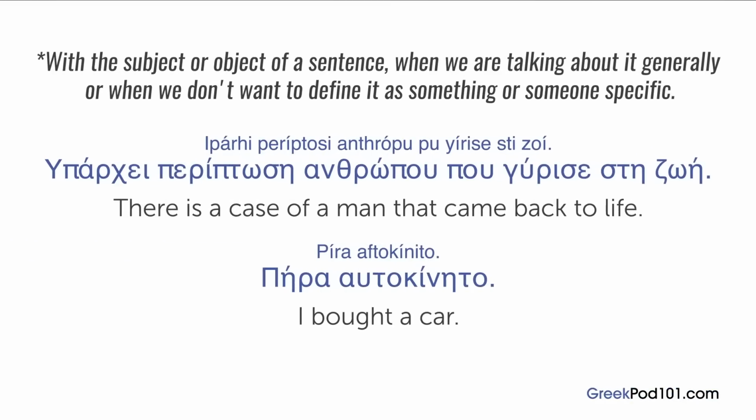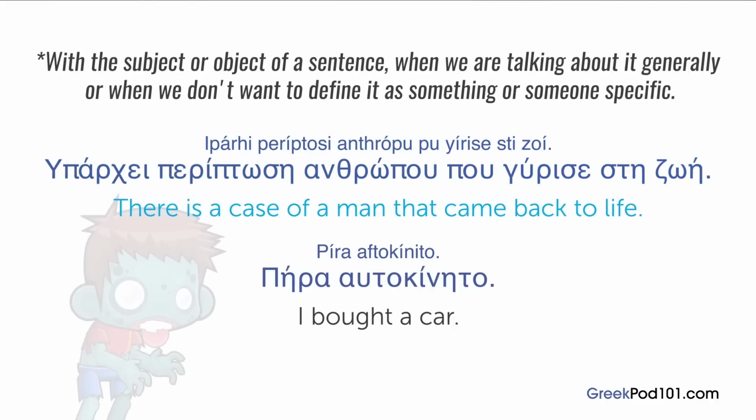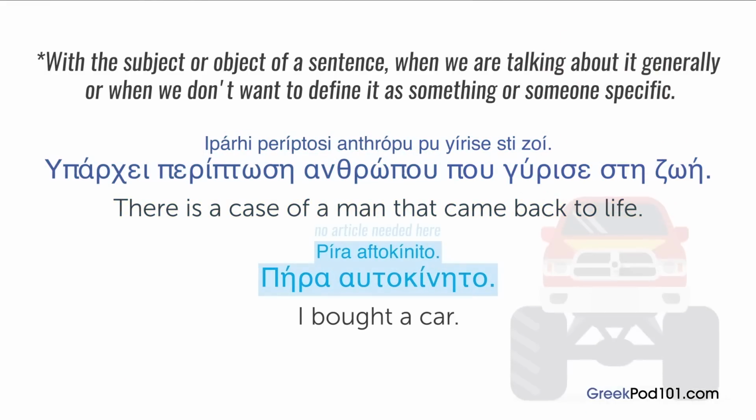Finally, let's see some cases where you don't need a definite article. The most common cases are with the subject or object of a sentence when we are talking about it generally or when we don't want to define it as something or someone specific. For example, υπάρχει περίπτωση ανθρώπου που γύρισε στη ζωή. There is a case of a man that came back to life. And πήρα αυτοκίνητο, I bought a car.